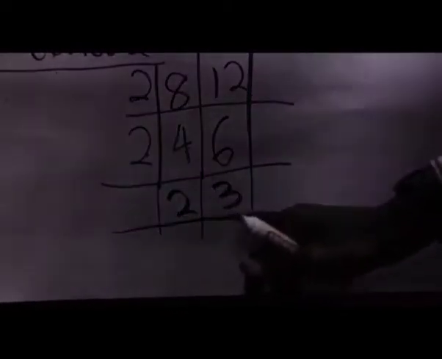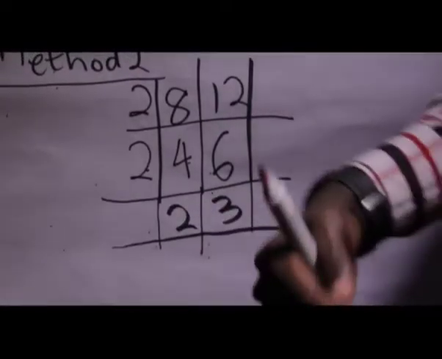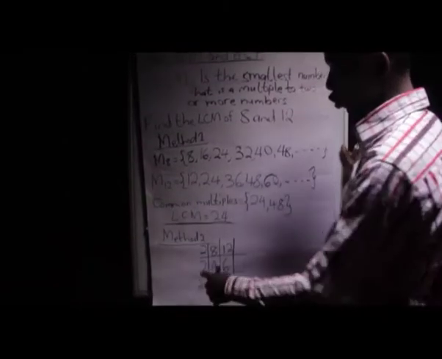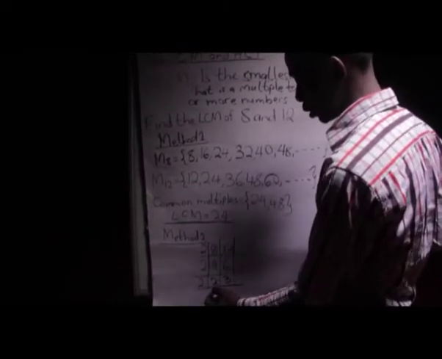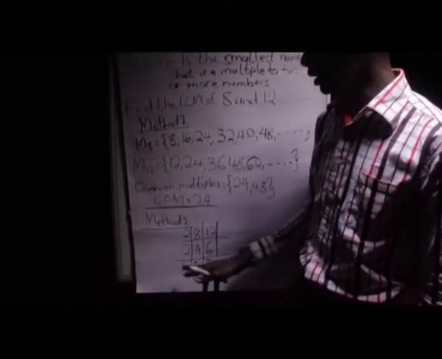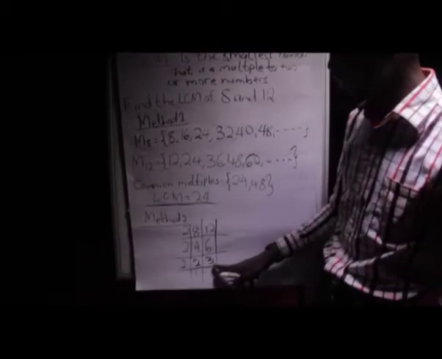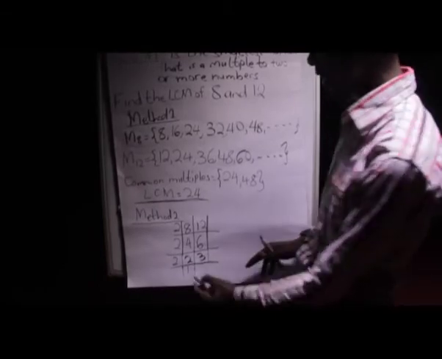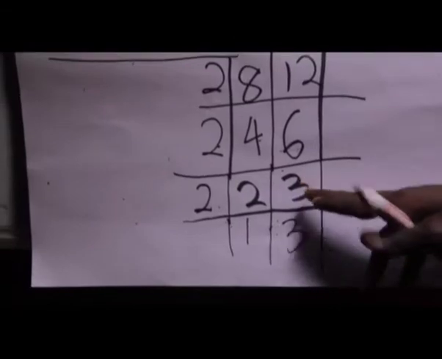So between 2 and 3, is there any number which is still divisible by 2? The answer is yes, because 2 is divisible by 2. So I still use 2. So 2 divided by 2 gives me 1. 3 divided by 2 gives me 1 remainder 1. In other words, 2 does not divide 3. And when the prime factor here does not divide the number here, you leave this number the way it is. So if I had 3 here, I'm going to leave the 3 as 3, since the 2 did not divide the 3.